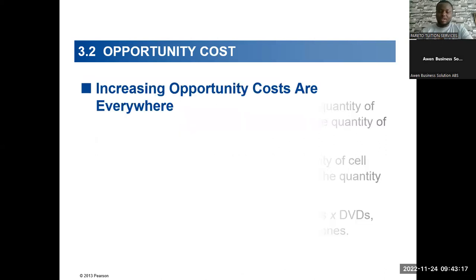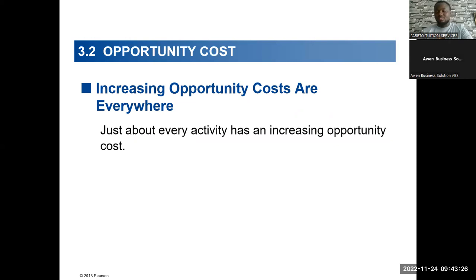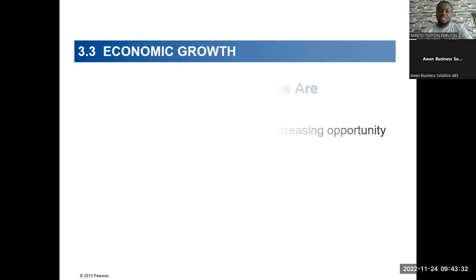Any questions so far? As we saw, opportunity cost on the PPF is increasing. As you tend to produce more of one, you tend to sacrifice more of the other. All right, any question about opportunity cost before we go to economic growth?